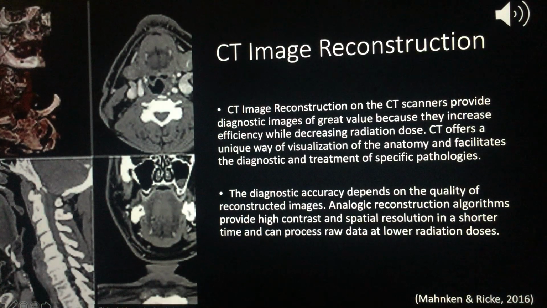CT image reconstruction provides diagnostic images which increase efficiency and decrease radiation dose, offers a unique way of visualizing the anatomy, and makes it easy to detect specific pathologies. The accuracy of the quality of the images provides higher contrast and spatial resolution in a short time and can process raw data at lower radiation doses.